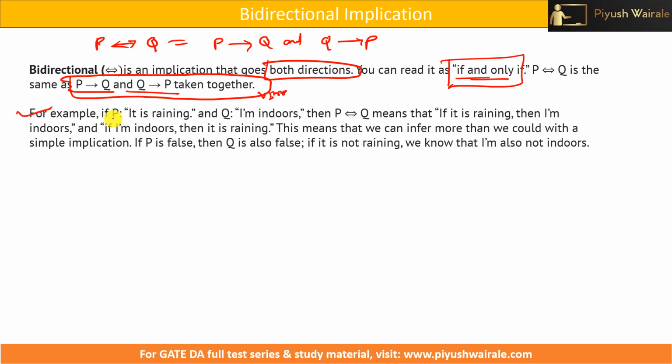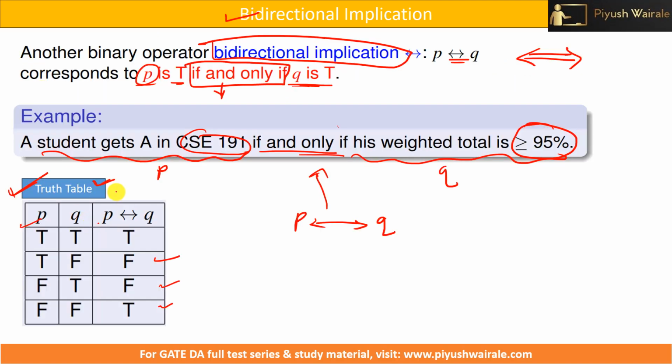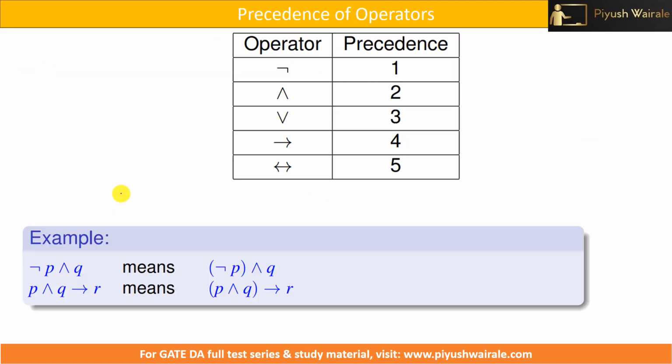For example, let us take the same example. If P is "it is raining" and Q is "I am indoors", then P if and only if Q means that if it is raining, then I am indoors, and if I am indoors, then it is raining. So we can infer more than we could with the simple implication. If P is false, then Q is also false: if it is not raining, we know that I am also not indoors. So kindly go through this particular truth table.